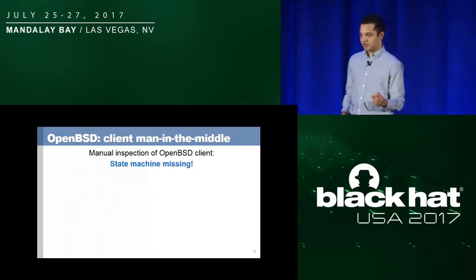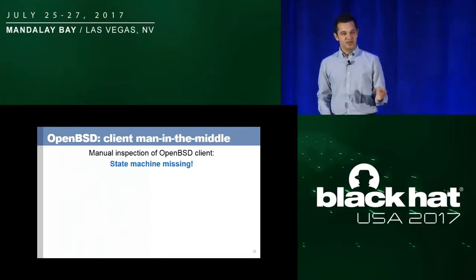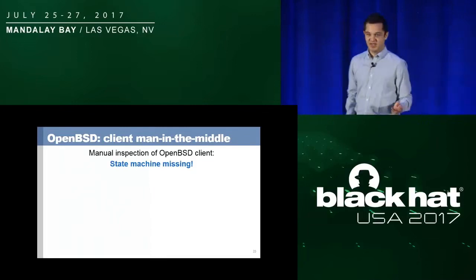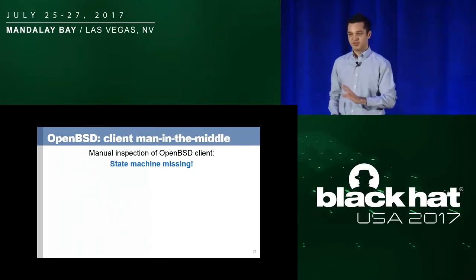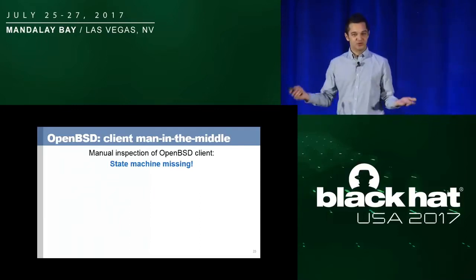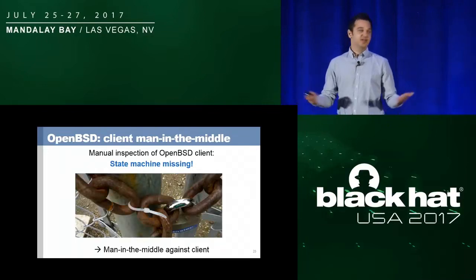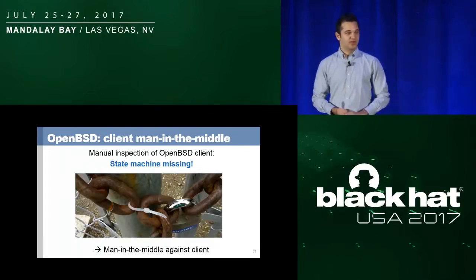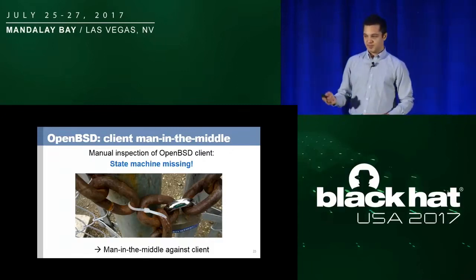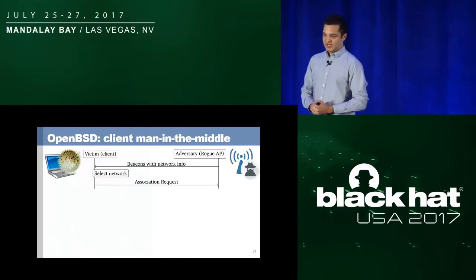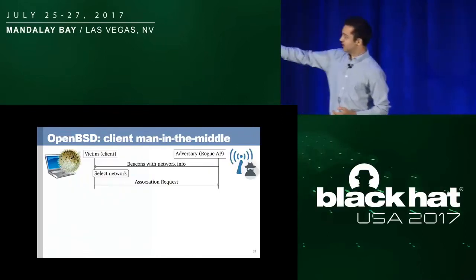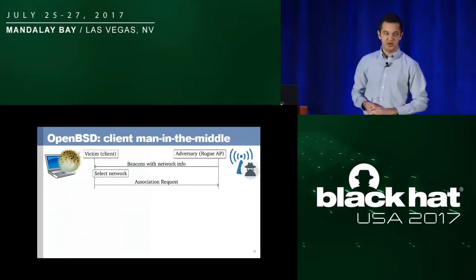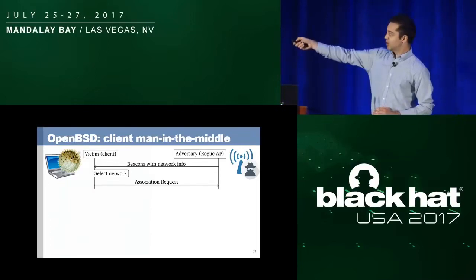Now this is very surprising because the code of OpenBSD is actually of high quality. It doesn't have any buffer overflows, it doesn't have any double frees. At least in the Wi-Fi code that I looked at, it's well written. However, the state machine is missing, so even though your code is very good, this still voids and throws away all security that the Wi-Fi handshake is supposed to provide. So how does this man-in-the-middle attack work? We again have our client here, and now we are targeting the client, so it's the OpenBSD client that we are targeting, and we are setting up a rogue access point.